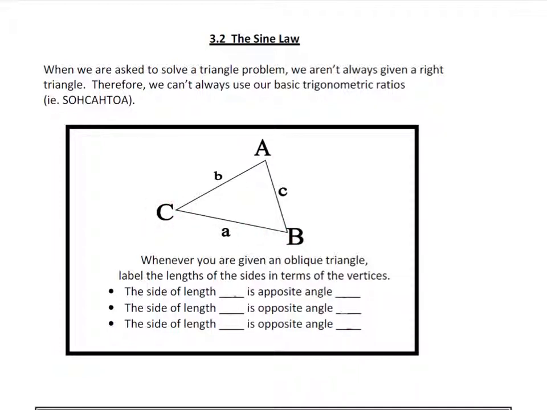Notice that the corners of the triangles, the vertices, are labeled by capital letters, and the sides of the triangle are labeled by the small letter opposite of the vertices. So this is angle A, and opposite is side A. This is angle B, and opposite to angle B is side B. And this is angle C, and side C is opposite.